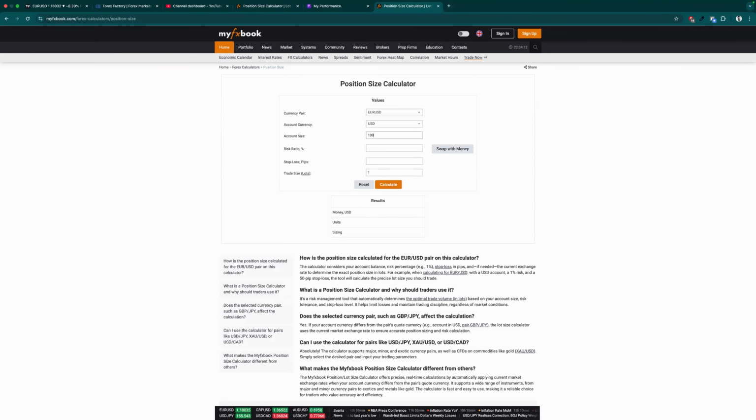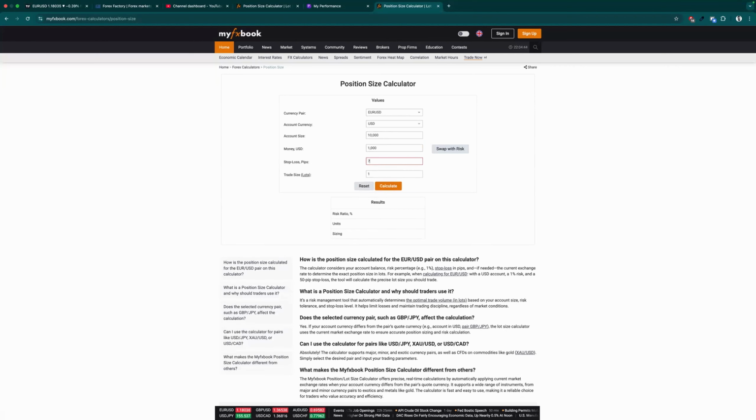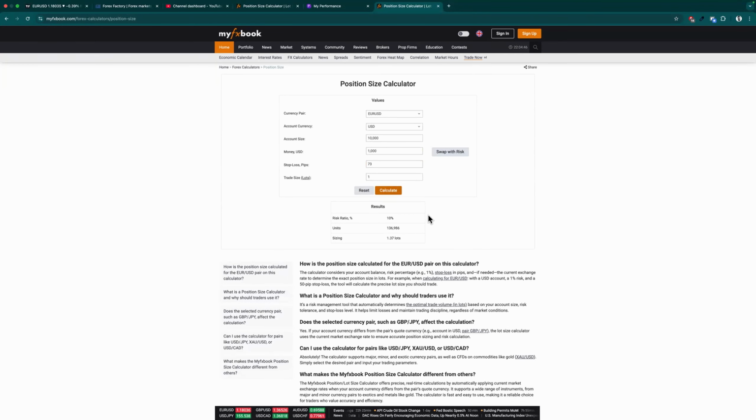For example, here we have a risk ratio with percentage. If I say this one, then that means $10, something like that. And if this is a 10,000 balance and 1%, then it's $100. But what I do is I directly put in the money. I'm saying I want $1,000 risk, right? With a stop loss of 73 pips. So 73 here and then calculate. That's it. You get your lots, 1.37, the sizing lots. That is how you calculate how many lots you need to put in your MT5.